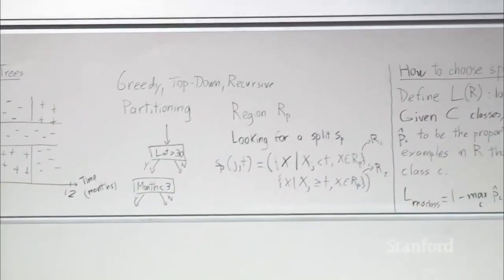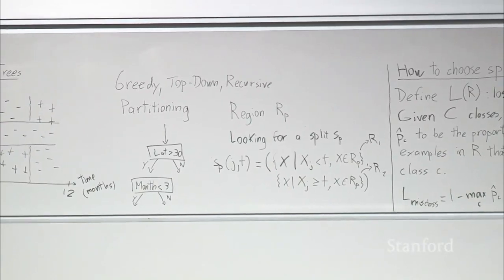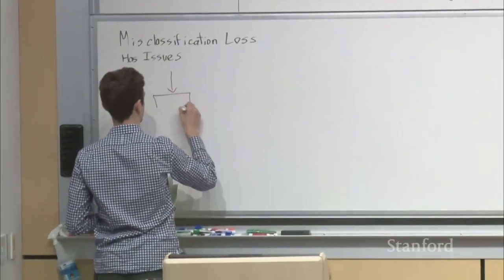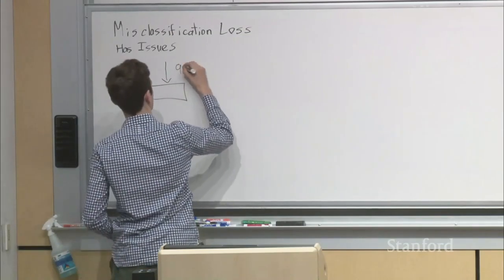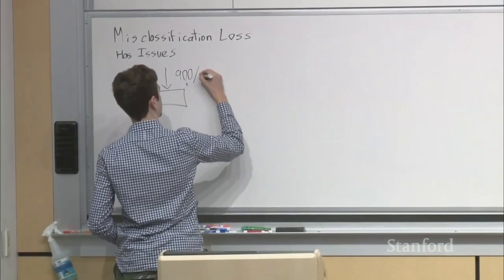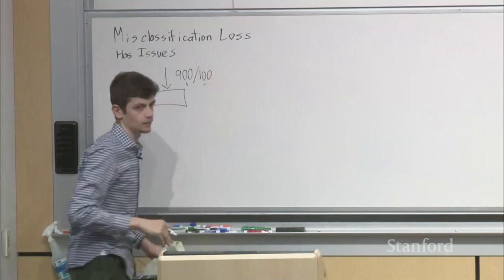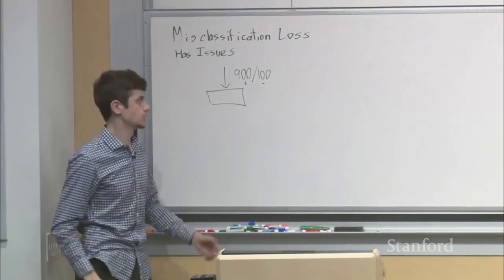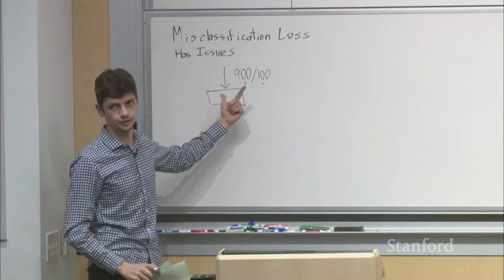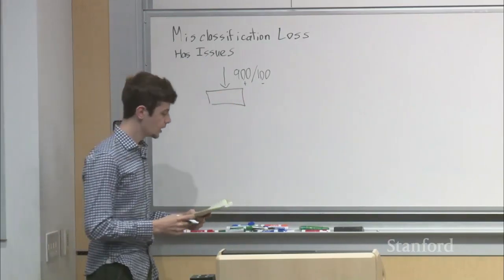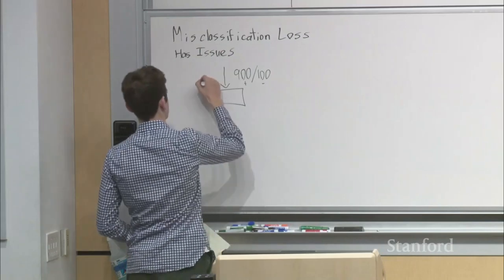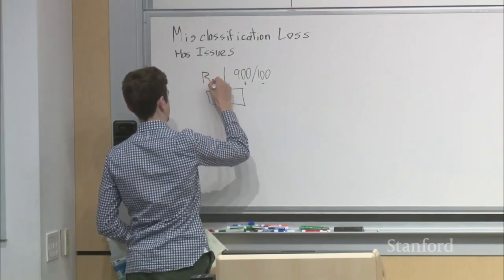Let's pretend that instead we have another setup here where we're coming into a decision node. And at this point, we have 900 positives and 100 negatives, okay? So this is a misclassification loss of 100 in this case because you'd predict the most common class and end up with 100 misclassified examples. And so this would be your region RP right now, right?